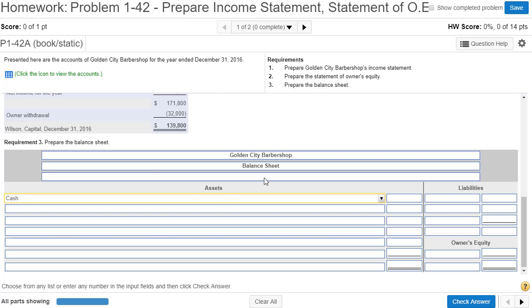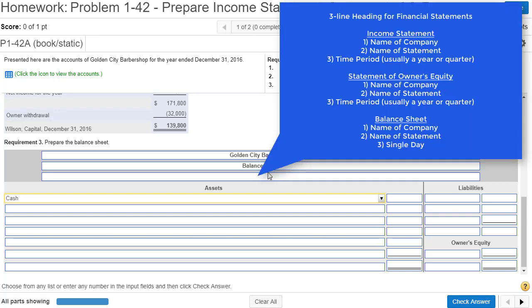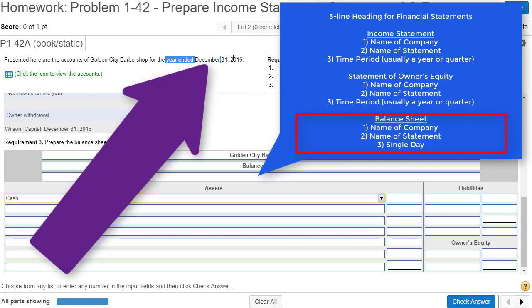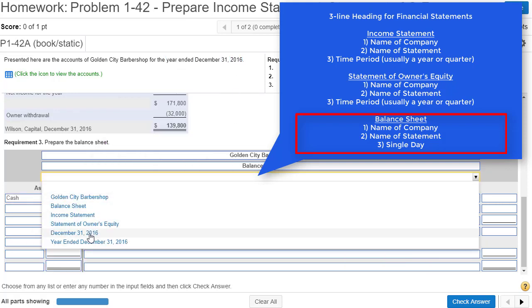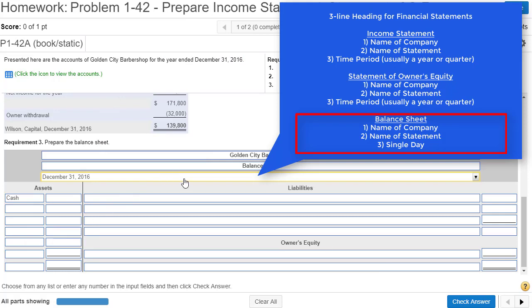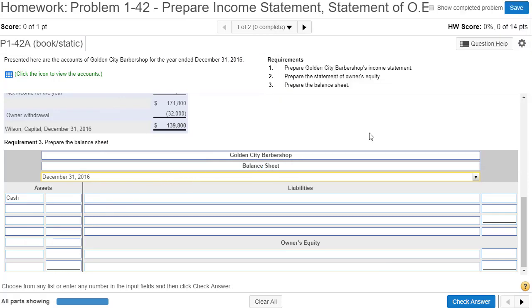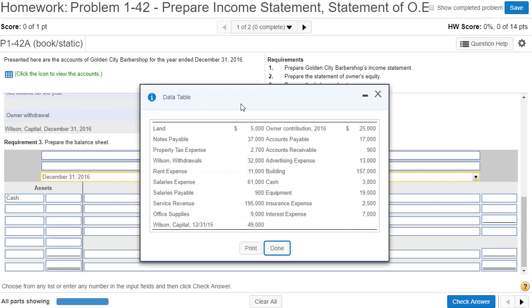So the balance sheet is just a snapshot or a photograph. You can think of it as a photograph of the company's financial information on a single day. So what day, and here's my hint to you, what day are we using? The end of 2016. So the balance sheet is always a single day, December 31st, 2016. Now let's go back and find our assets.